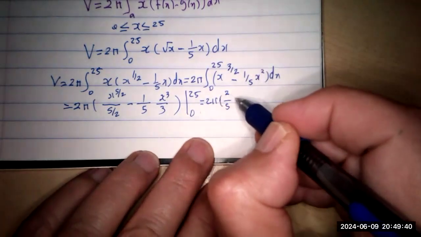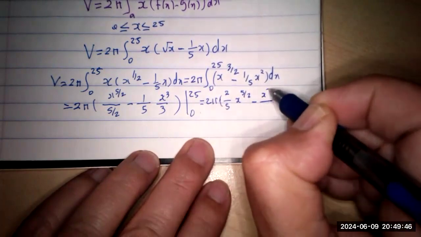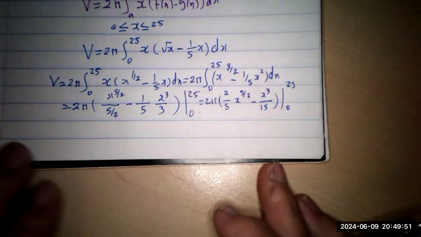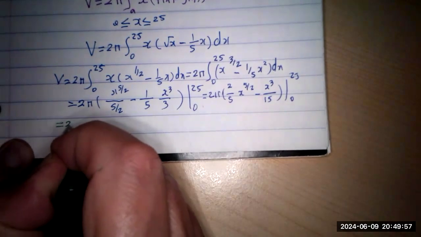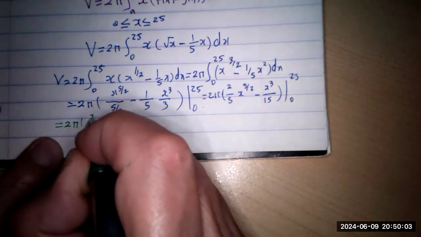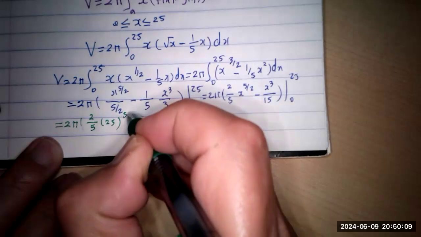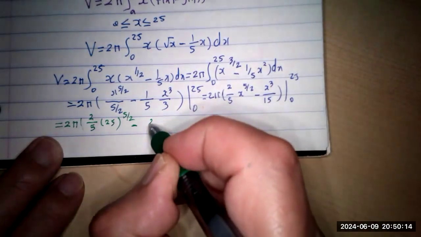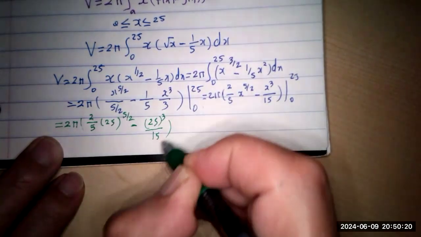Okay, that's going to be 2/5 x to the 5/2, and that would be x cubed over 15, going from 0 to 25. If you put in 0, we get nothing. If you put in 25, that gives 2 pi times 2/5 times 25 to the 5/2, minus 25 cubed over 15.